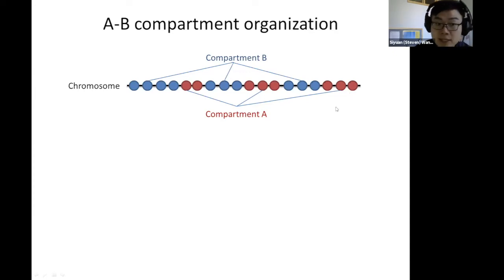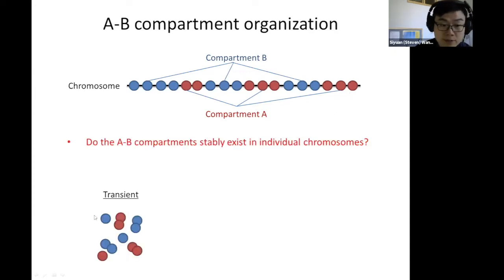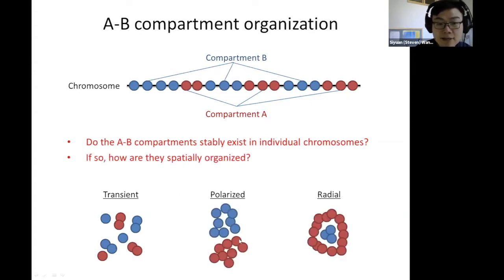However, is it possible that, for example, in individual copies of chromosomes, you have transient interactions among pairs of A and pairs of B, and if you average this with many other copies of chromosome, it looks like all the A's are coming together and all the B's are coming together, but in reality, in individual copies of chromosome this is never the case? On the other hand, if the AB compartments do stably exist, how are they spatially positioned?